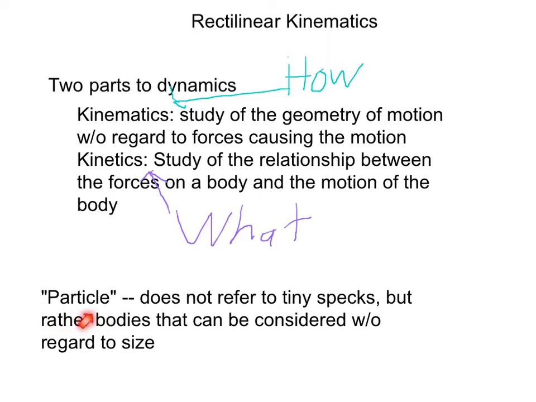And lastly, we're going to look at particles and define that. That does not refer to tiny specks, but rather bodies that can be considered without regard to size. So when we're looking at objects that we're moving, we'll be considering them particles. One example of how this plays out is rotation about the particle's own mass centers will not be considered. Now we look at rectilinear motion of a particle, and what that means is that motion is in a straight line. In later lessons we'll look at curvilinear motion, and that's motion not in a straight line.